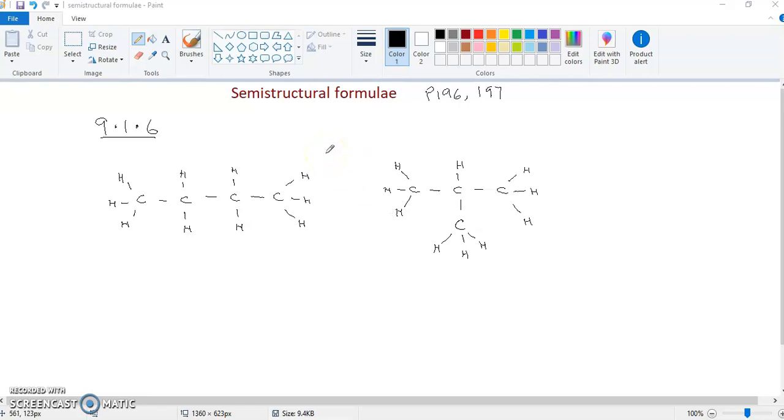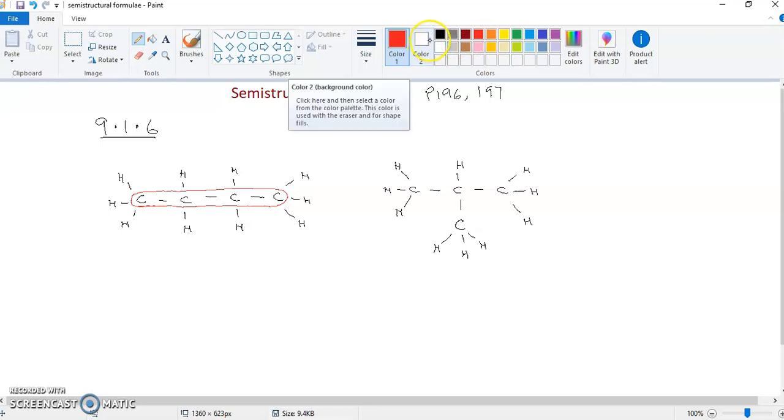And what we've got here is these drawn out in a flat two-dimensional view, probably to make it a bit easier. What we're interested in is first of all finding the longest carbon chain, which in this case we can see is this here. Now each of those carbons we need to describe what's going on at that carbon.